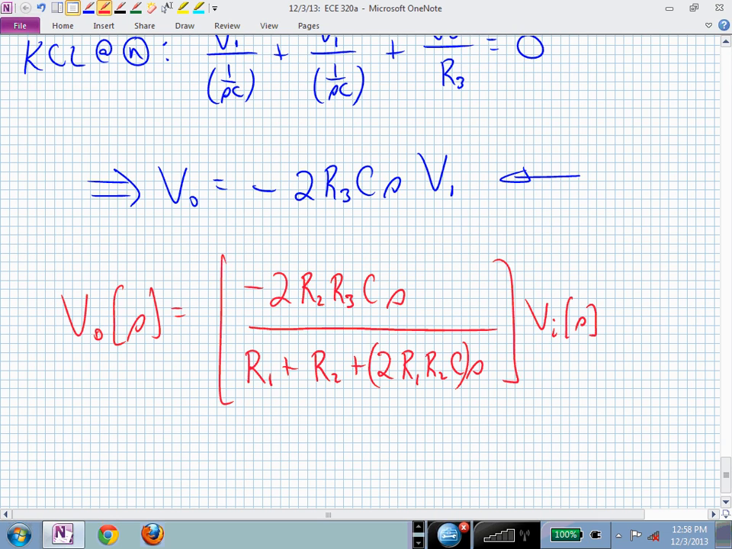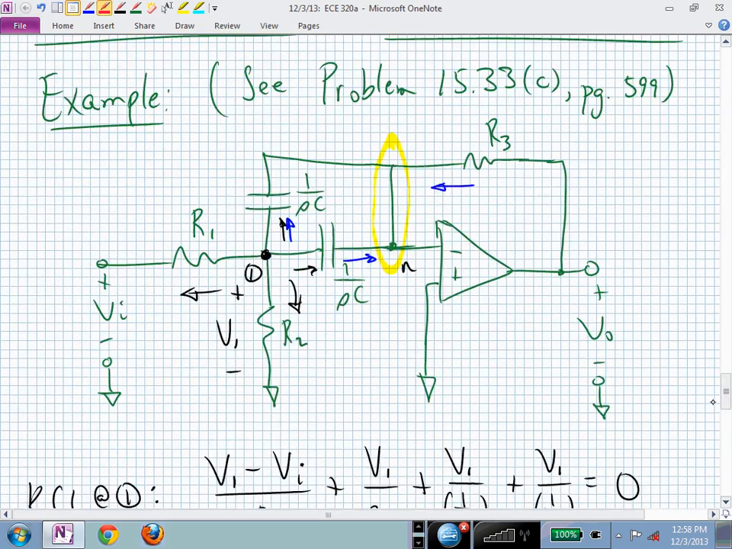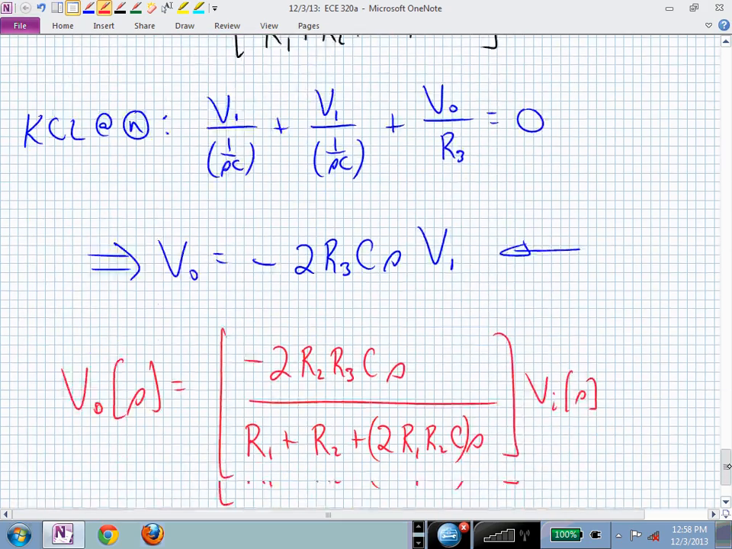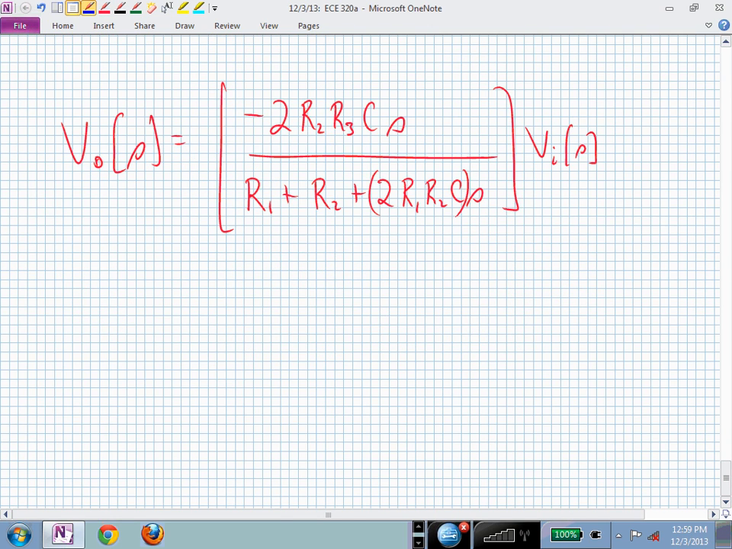That's now my transfer function for this op-amp circuit. It has a couple of energy storage devices and 3 resistors. I now have the transfer function for that particular circuit. It looks maybe a little bit messy, but I can actually simplify that by assuming some particular parameter values.